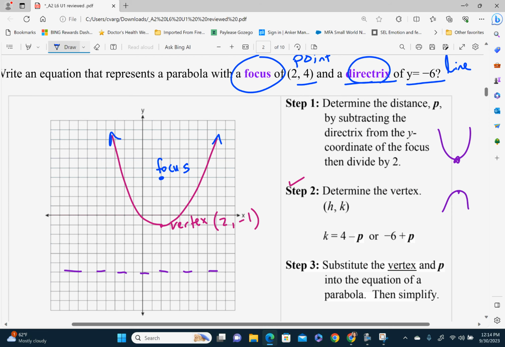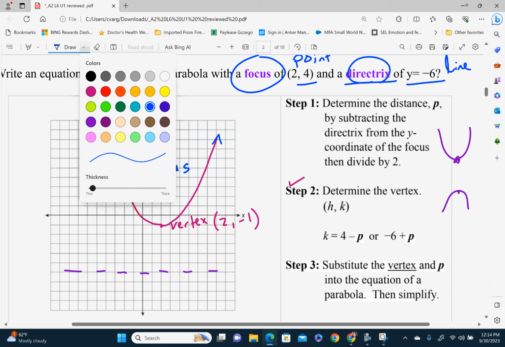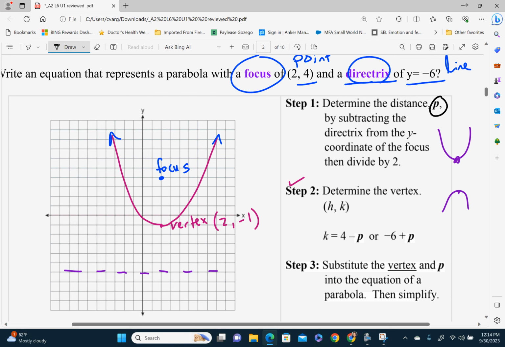The next thing we want to do is find p. This p is basically what we counted right here, right? It's the distance halfway between the focus and the directrix. We counted 1, 2, 3, 4, 5. So our p is equal to 5. Since this is a happy face, that p is going to be positive. If it was a sad face, going down, then the p would be negative.